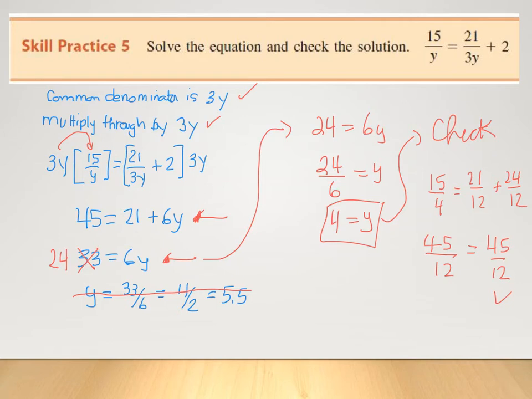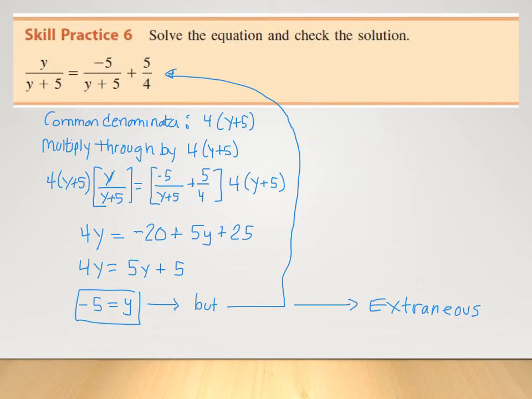And you can see that 15 over 4 is equal to 21 over 12 plus 24 over 2. Because of the 2, we changed it into a fraction with the same denominator of 12. And then, of course, we had to change the denominator on the left-hand side of the equation. So we multiplied the top and the bottom of 15 over 4 by 3, and we see that 45 over 12 is equal to 45 over 12. So it checks out.